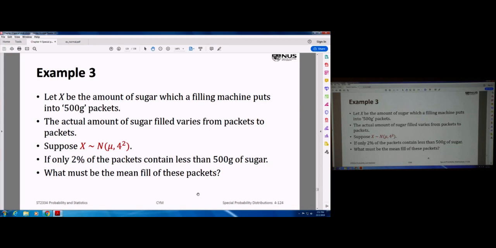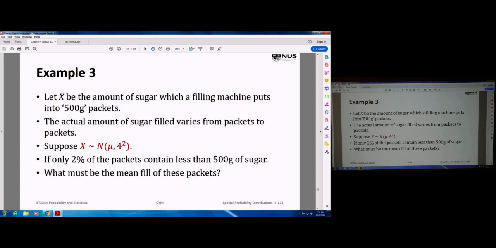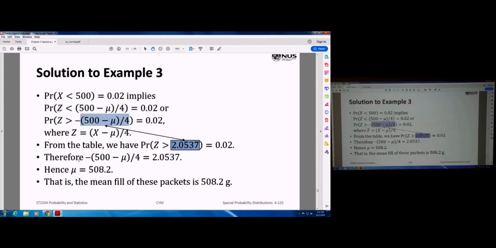Okay. Let x be the amount of sugar which a filling machine puts into 500-gram packets. The actual amount of sugar filled has a variation, and we suppose that the amount filled is Gaussian distributed. On average it's mu, and the variance is 16. Now, if only 2% of the packets contain less than 500 grams of sugar, what must be the mean fill of these packets? So we're basically trying to find mu such that the probability that x is less than 500 is equal to 0.02. So this is the 500, this is the 0.02. I want to find the mean such that this is the case.